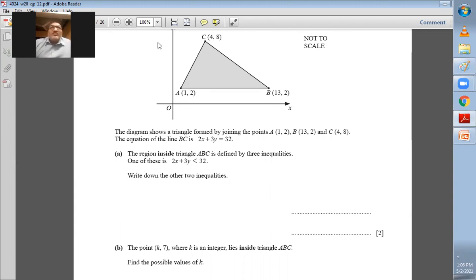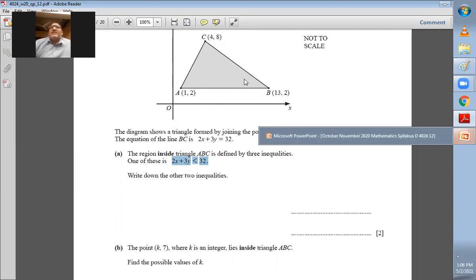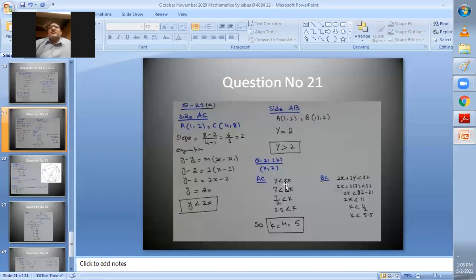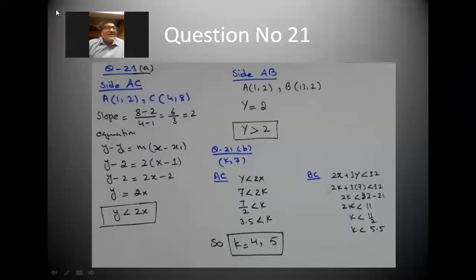So I will check this. I will put the point (k, 7) in the AC inequality, and I will put it in the BC inequality. The BC inequality is given here. And I will find the k values which are integers and inside the triangle. The methodology is very simple. I'm going to use the AC inequality and the BC inequality. Try to understand the technique. The y value is already given, and k is actually the x value.